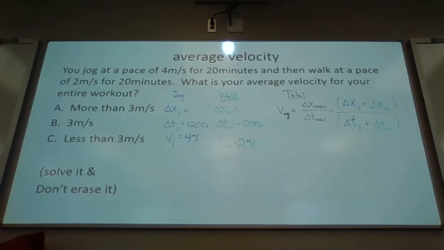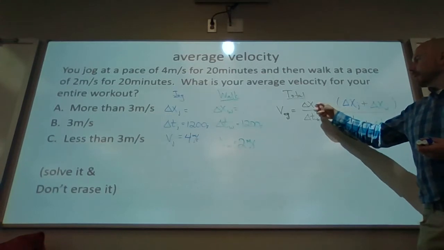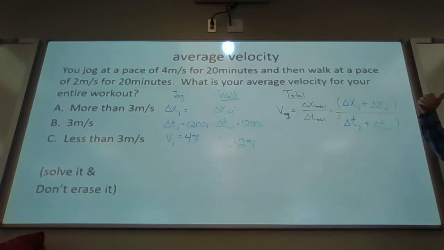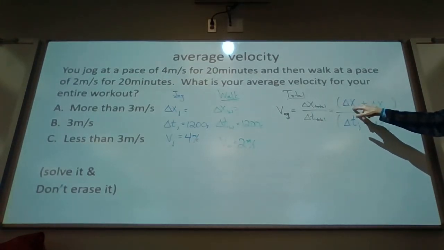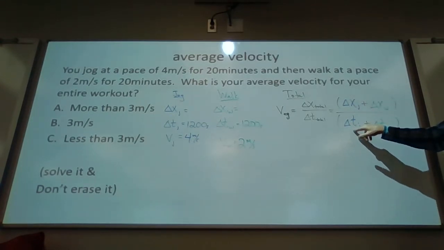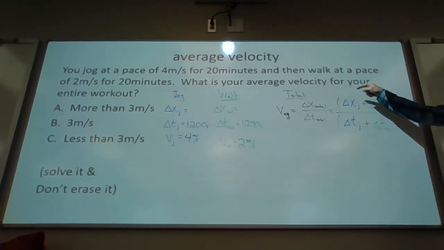Now, to find our average velocity for the entire workout, you take the total displacement divided by the total time duration. Doing okay with that idea? So in order to find the total displacement, you need to find the displacement of the jogger plus the displacement of the walking, over the time jogging plus the time walking. Do we have a value for this? Not yet. What about this?